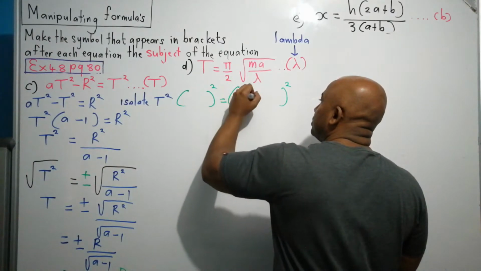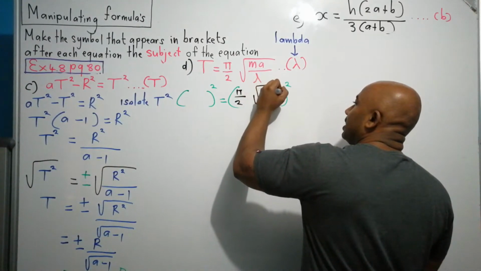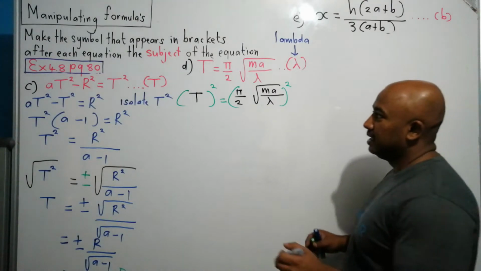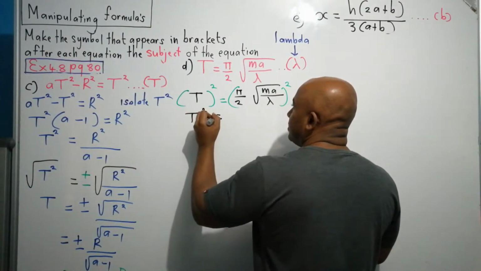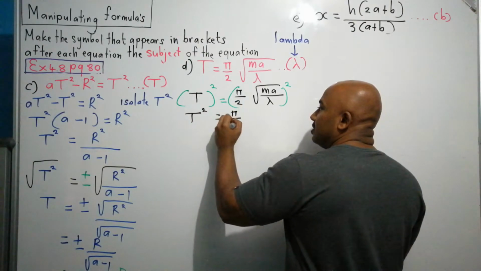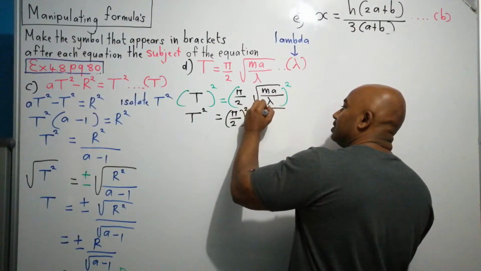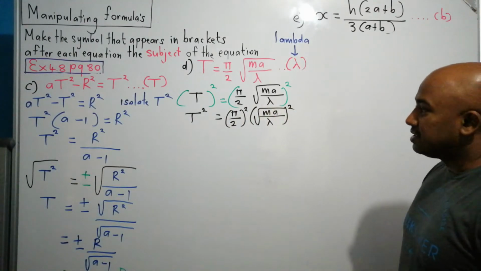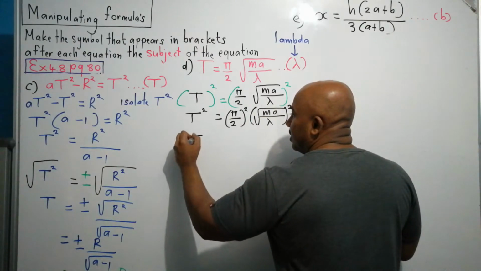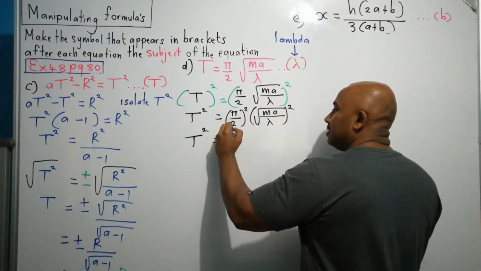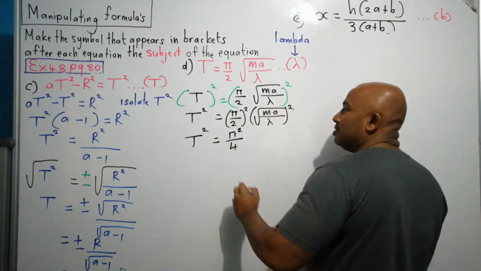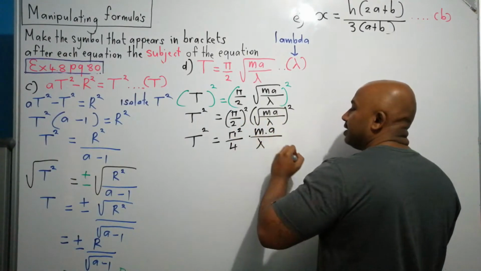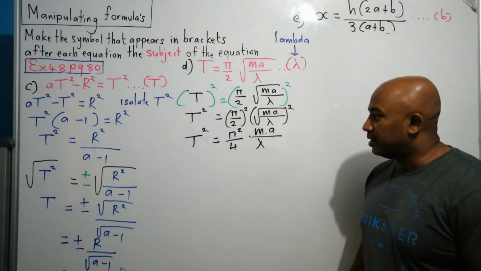Here I have pi over 2 times the square root of ma divided by lambda, and that is my t. I'm squaring both sides. So let's see what happens. So that will be t squared is equal to pi over 2 squared times the square root of ma over lambda squared. Remember, you square all factors here. This is multiplication, exponent laws here. So we've got t squared is equal to, you square the numerator, that's pi squared. Square the denominator, 2 squared, that will be 4. Square the square root, you end up with just ma over lambda. Okay, now we got rid of the square root.